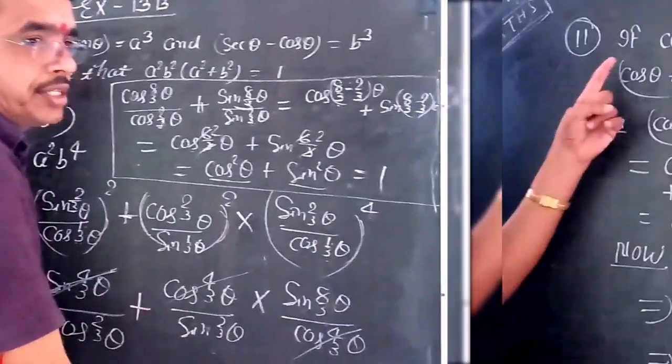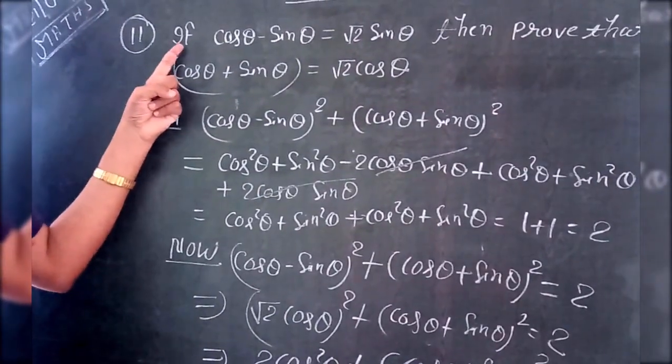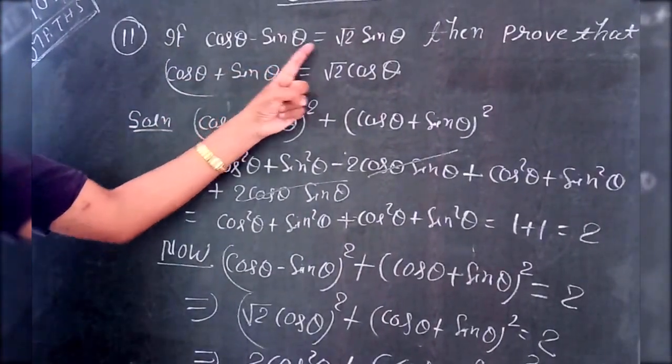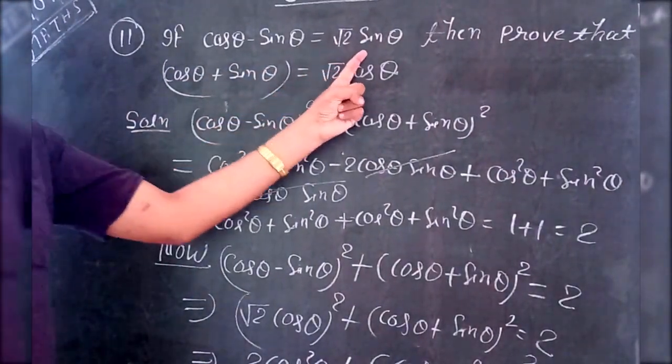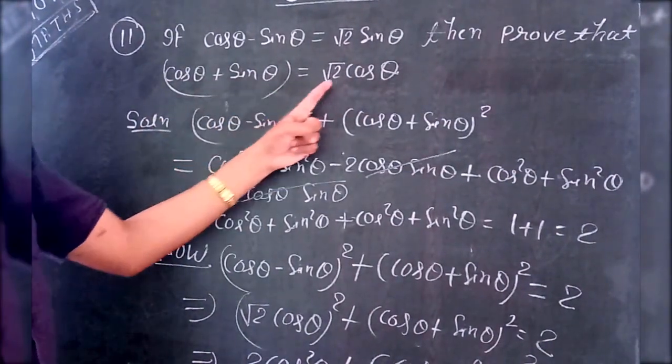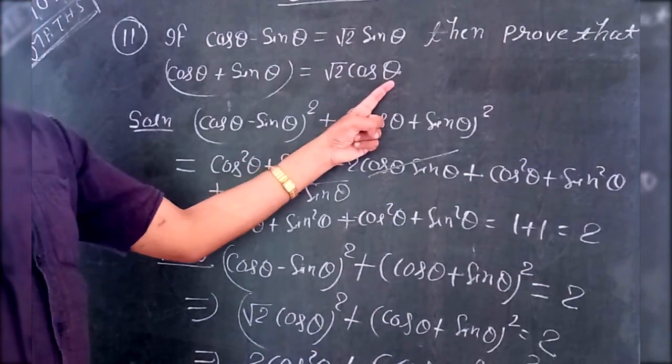That is the solution. Now see question number 11, that is if cos theta minus sin theta is equal to root 2 sin theta, then prove that cos theta plus sin theta is equal to root 2 cos theta.